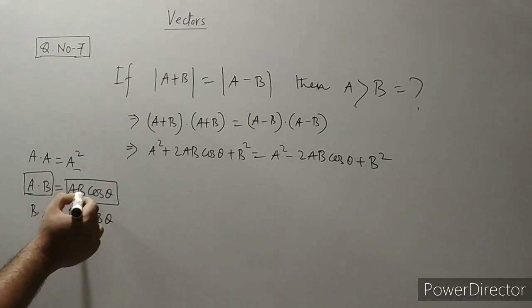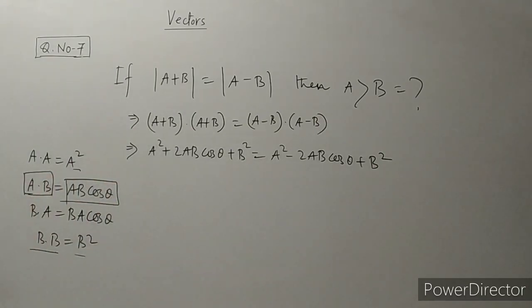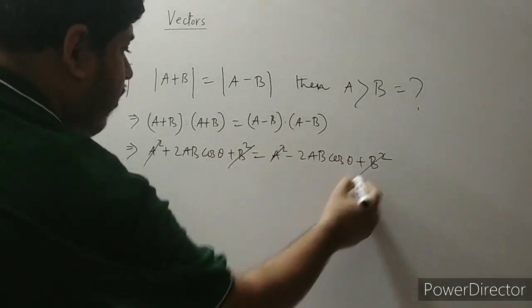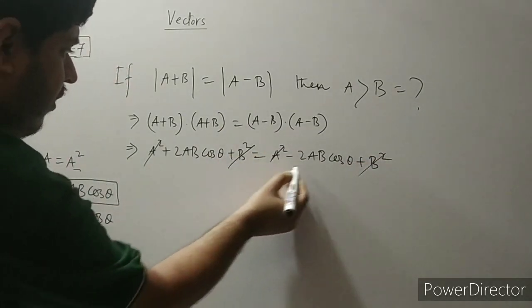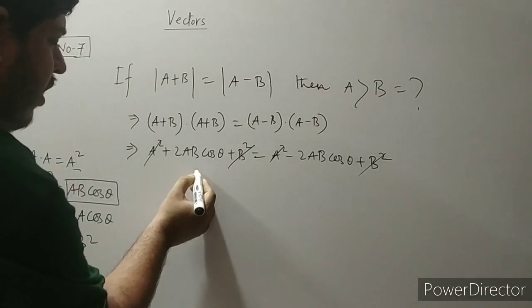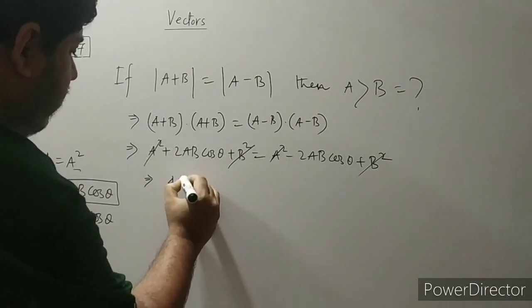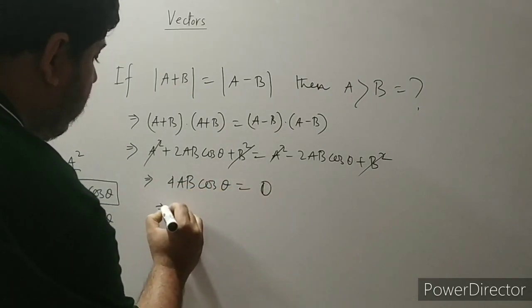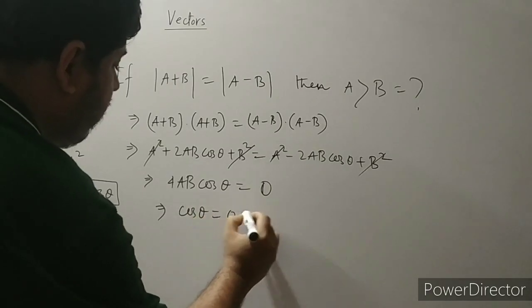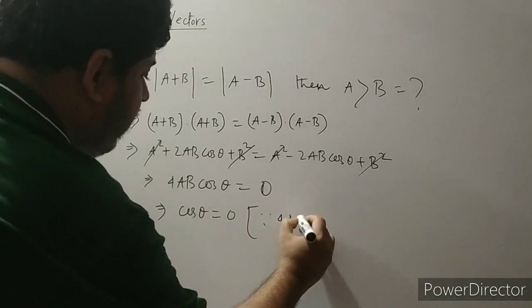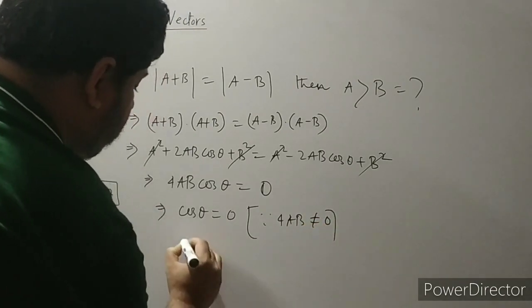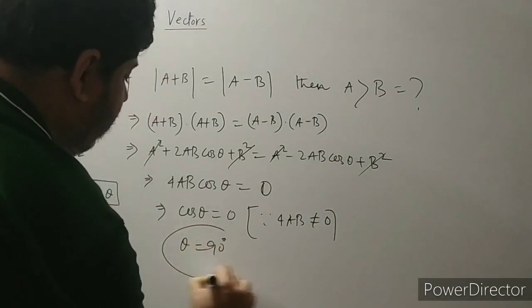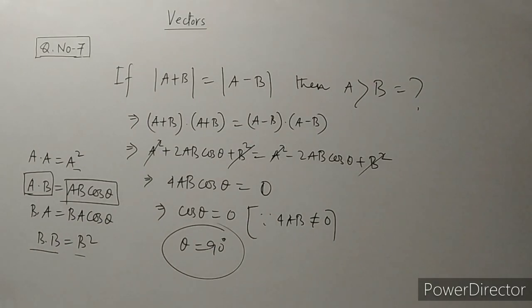the dot product will give you the magnitude along with the direction. Means you have to write the cos theta component along with the vectors. Fine. So a square, b square, a square, b square will cancel out. 4ab, so minus 2ab will come to this side, so it will become 4ab cos theta equals 0, means cos theta is 0. Since 4ab cannot be 0, theta is 90 degree. Fine. So theta will become 90 degree.